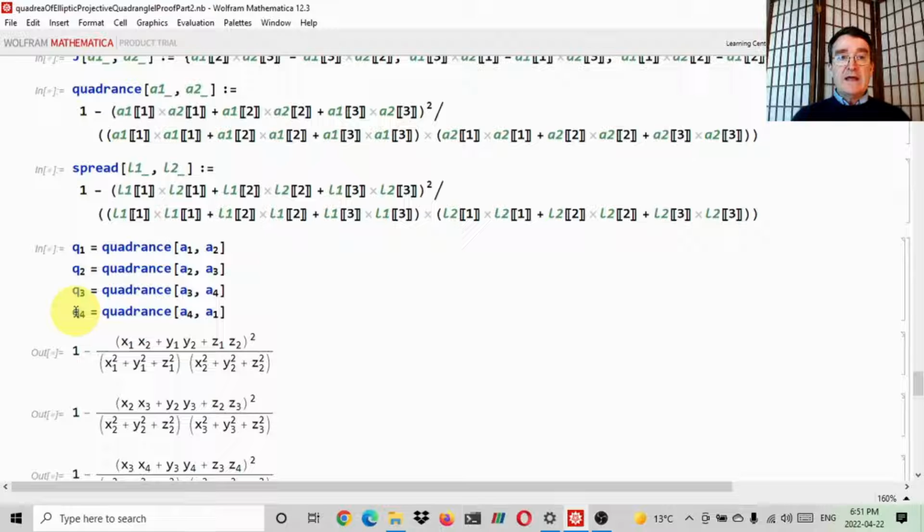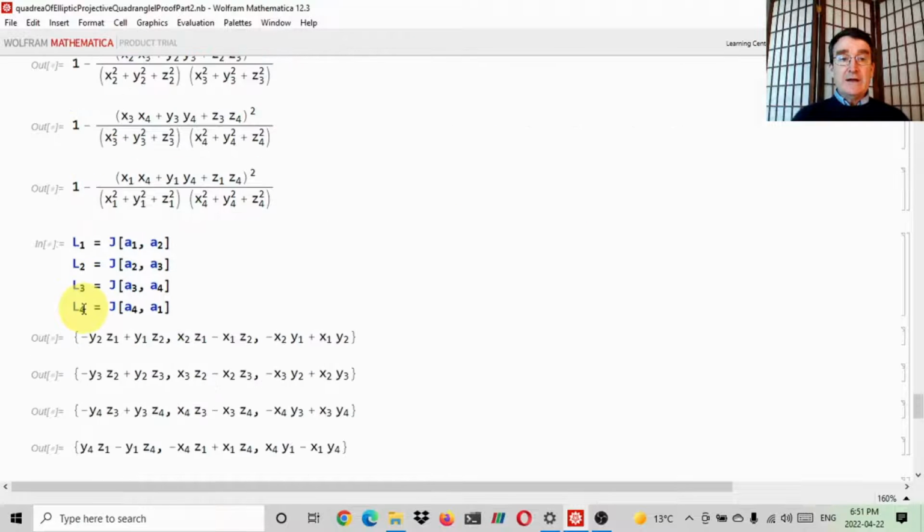Next, we're going to compute the lines L1, L2, L3, L4, which are joins. L1 is the join of projective points A1 and A2. L2 is the join of A2 and A3. L3 is the join of A3 and A4, and L4 is the join of A4 and A1, and that's given by these quantities here. These are projective lines, so they're proportions.